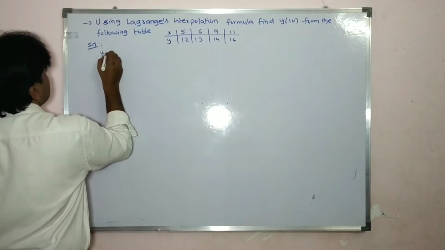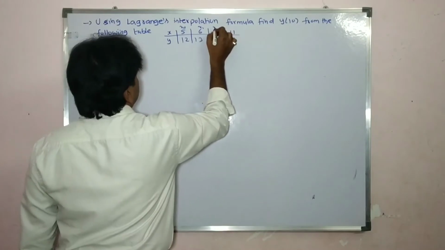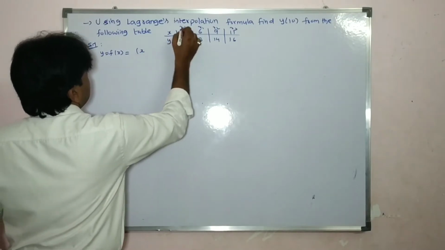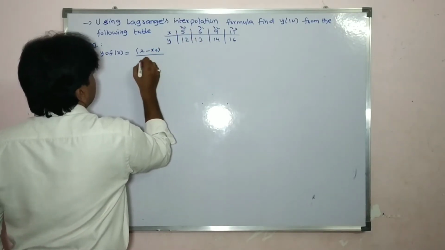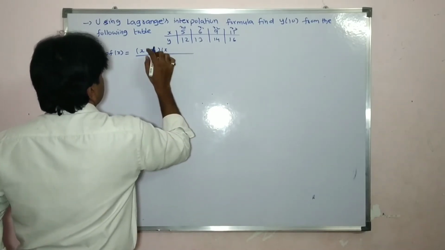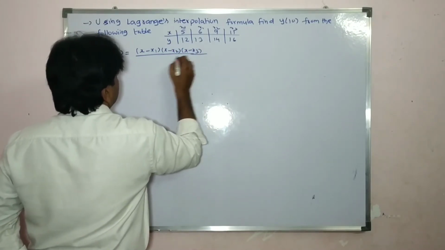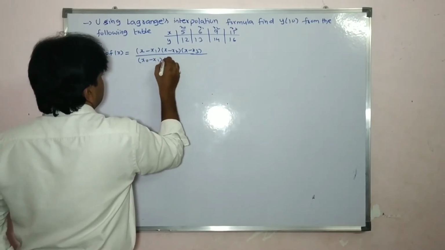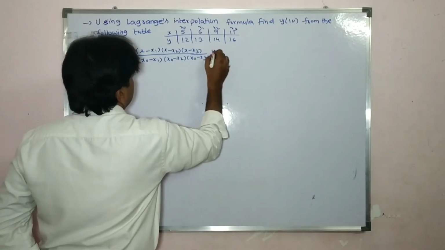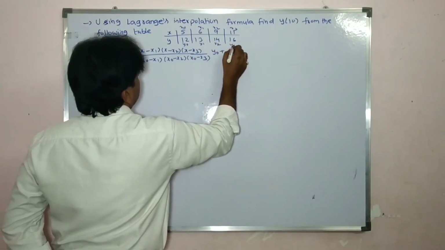What is the formula, students? y is equal to f of x, with points x0, x1, x2, x3. For the first term you skip x0, so (x minus x1)(x minus x2)(x minus x3) divided by (x0 minus x1)(x0 minus x2)(x0 minus x3) into y0. Here the values are y0, y1, y2, y3.